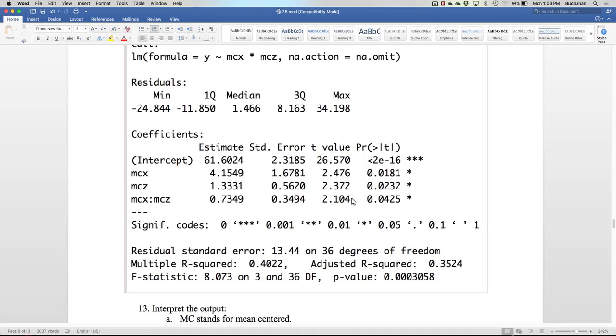All right, so my main effects are significant. As the number of books you read goes up, your grade goes up. As the number of times you go to class goes up, your grade goes up. So that matches what we did when we did simultaneous regression. And then the next question is, is the interaction significant? Yes.